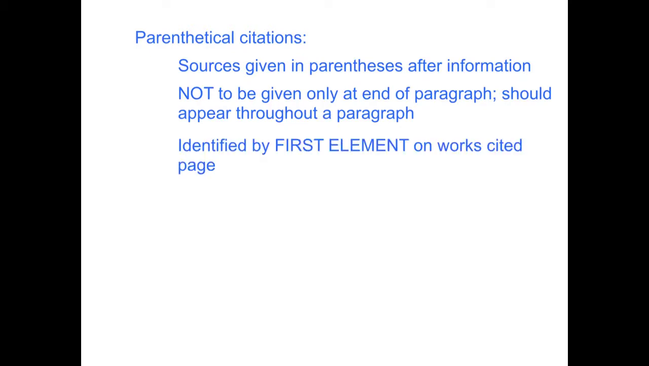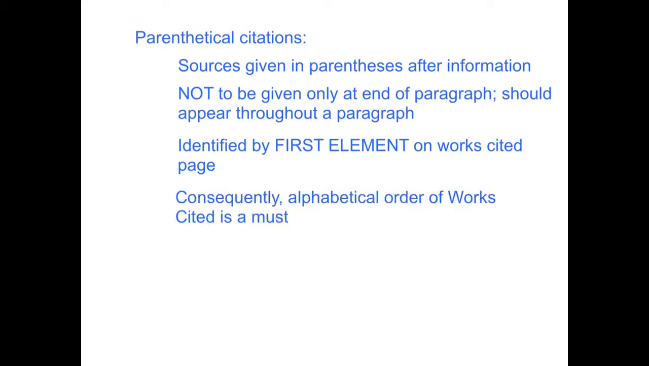Parenthetical citations are identified by the first element on the works cited page. So out of all the information you have to give on each source of the works cited page, what appears in the parenthetical citation should be the thing that comes first on the works cited page. Consequently, having your works cited page in alphabetical order is a must. That's why I've been on your case through all the drafts of your bibliography to have your sources alphabetized. So everything I've been talking about here with these parenthetical citations, that's the stuff you need to avoid getting an F on the first draft of your research paper. Have parenthetical citations throughout the body of your research paper, in every body paragraph, usually multiple times.